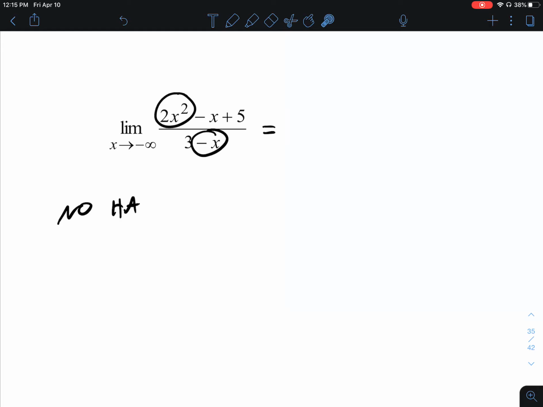So for example, if I put a negative number into x squared, the squaring is going to make it positive. If I'm subtracting a negative number, that's going to make this positive as well. So this whole top is going to be positive as x approaches negative infinity. As far as the bottom goes, 3 minus x, if x is negative, because it's going to negative infinity, it's going to be 3 plus x. I'm dividing a positive by a positive. That means this is going to positive infinity.